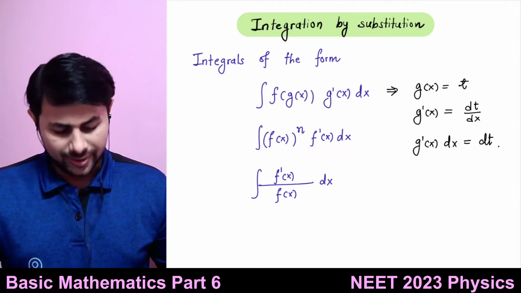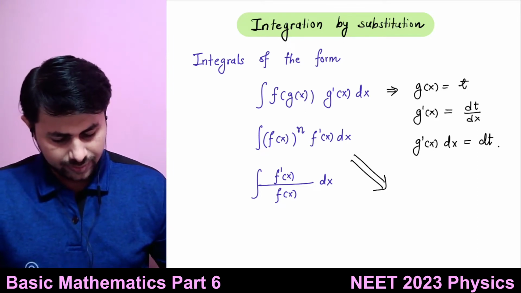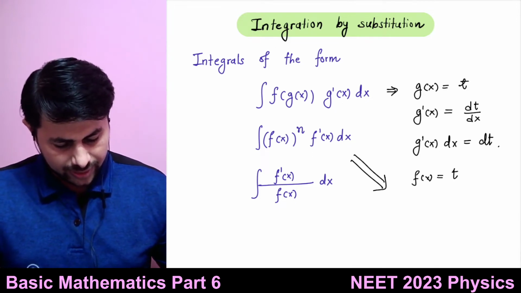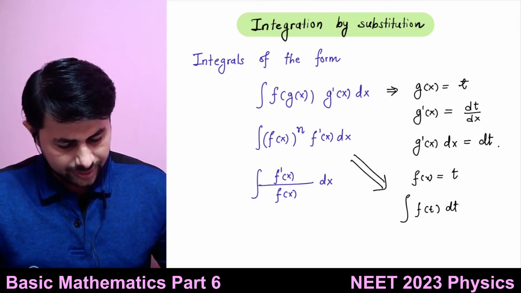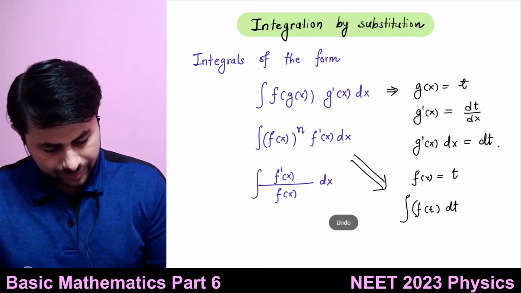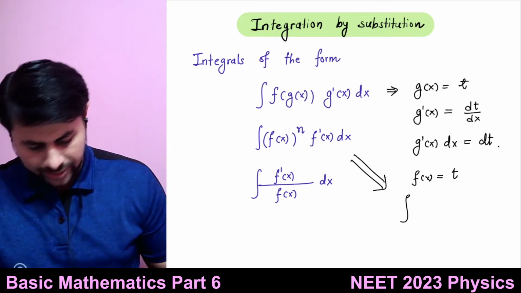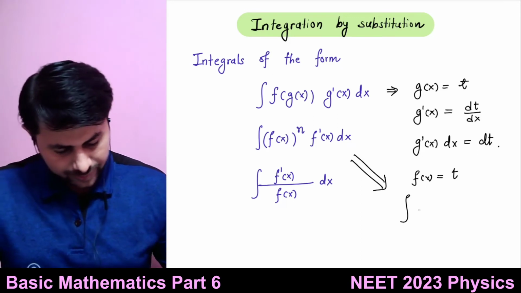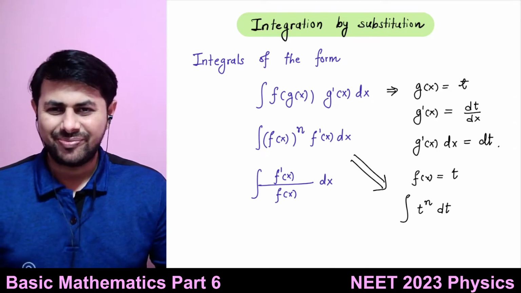dt, right? So here, if I substitute f of x equals t, this integral gets reduced to what? I will write f of x as t, so it will be t raised to n dt. Okay, this is clear?